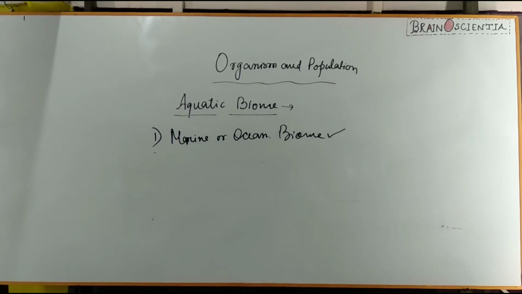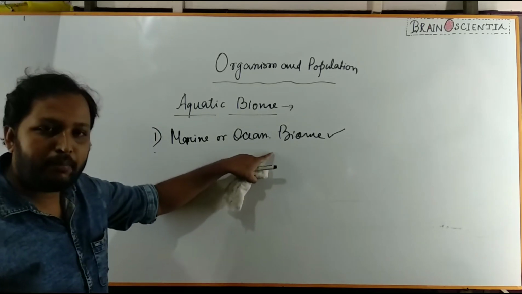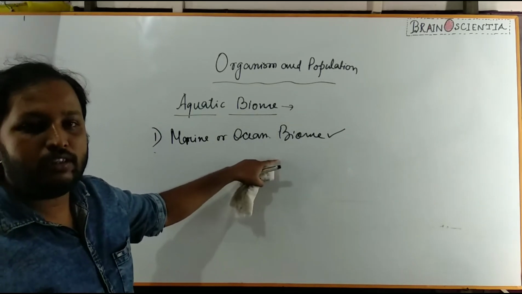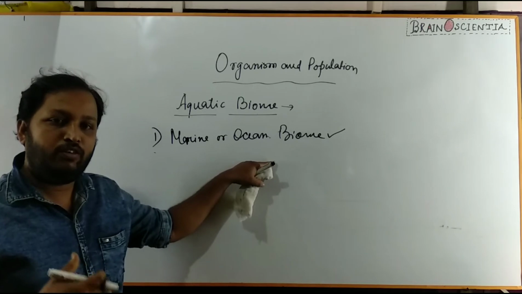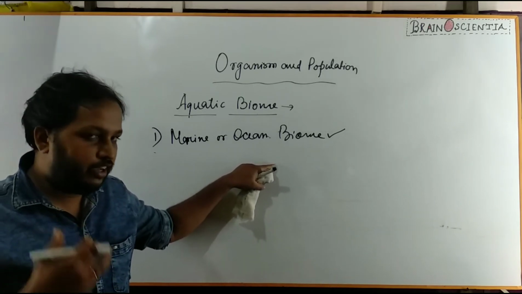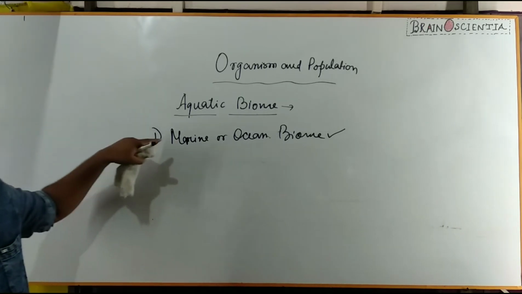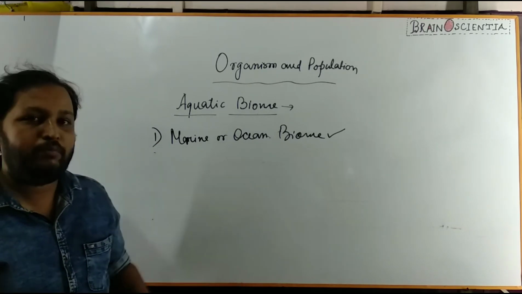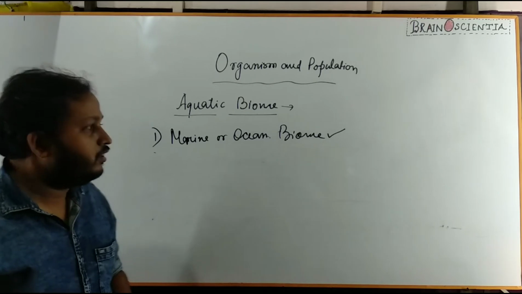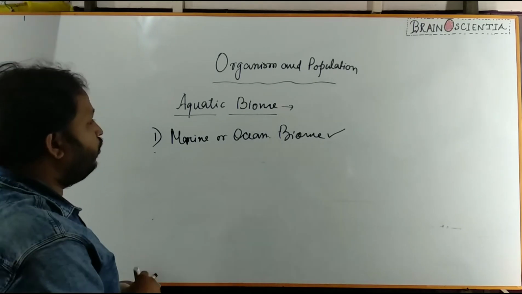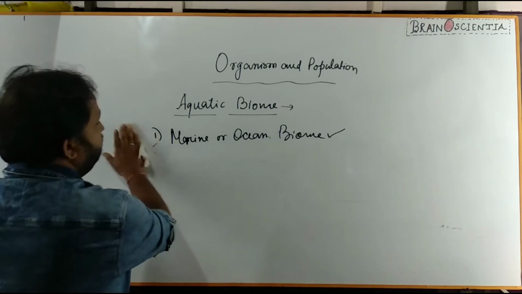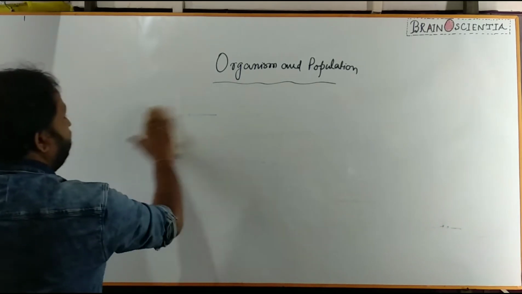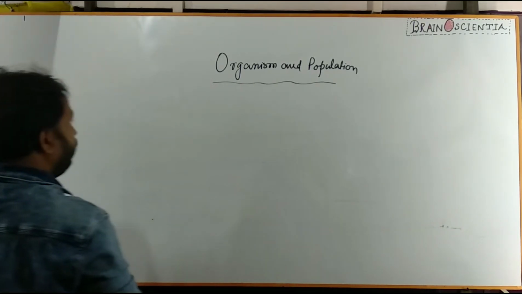Before I start the marine or ocean biome, we need to know the different regions of the ocean floor. That is very much important, otherwise we will not be able to understand easily the biome present in that region. So first we need to know the different ranges of the ocean. Let me draw it first.